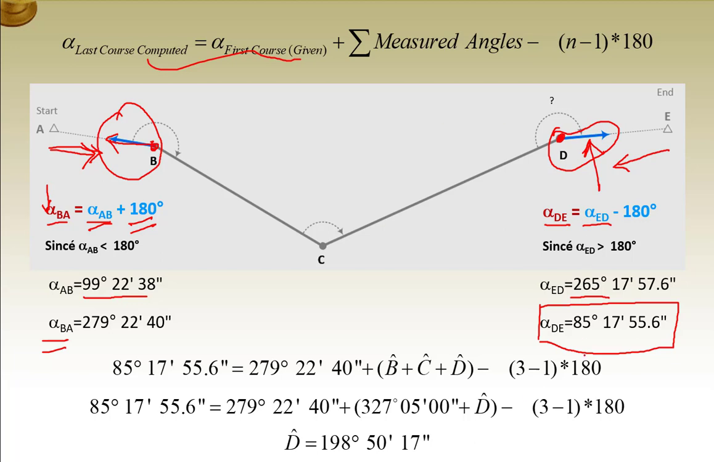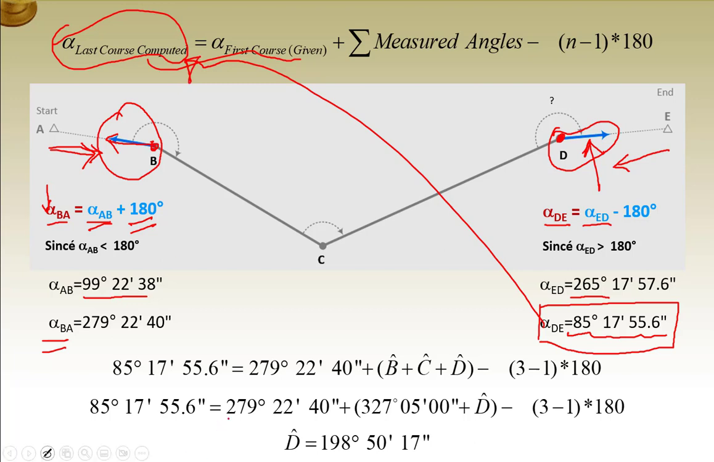So here we calculated the last line. The last line from inside to the outside is 85°17'57.6". So we put it as the alpha here. This is the value of this. Now it equals the alpha of the first course. The first course is also from the inside to the outside, and here we calculated that alpha BA equals 279°22'40". So we put 279°22'40". And then the summation of the measured angles.